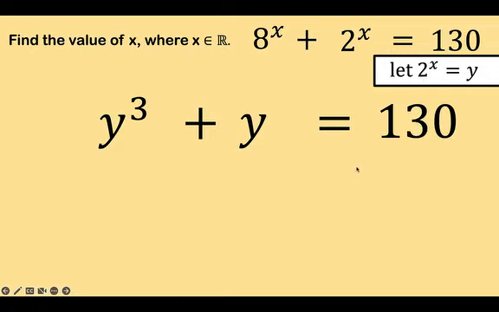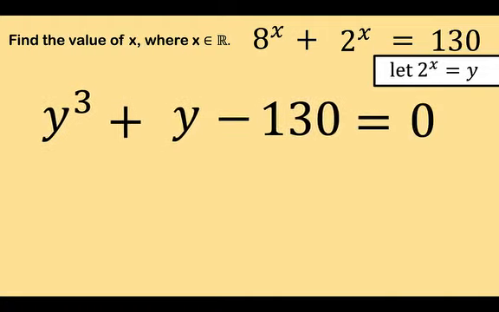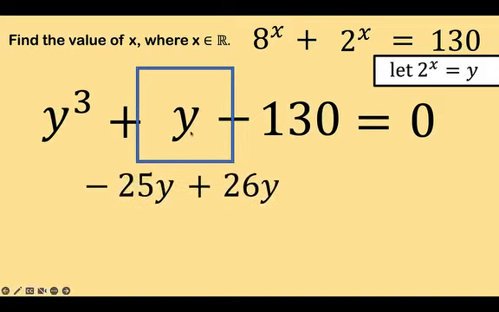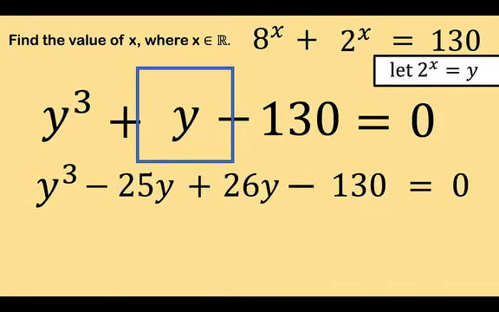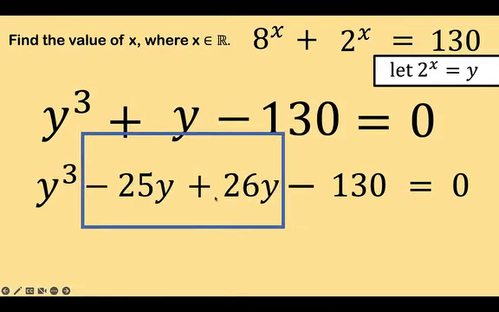Now, this is a cubic equation and this is a little bit hard to solve, but luckily, these numbers are chosen so that we can easily factor them out. So first, let's write this in standard form. Then, let's look at this variable y. We can also express this y as negative 25y plus 26y. Anyway, the sum of this is y, but the reason why we chose this is because we'll be able to factor out this given equation using factoring by grouping. So notice now that this y becomes minus 25y plus 26y. So these two equations are equivalent.